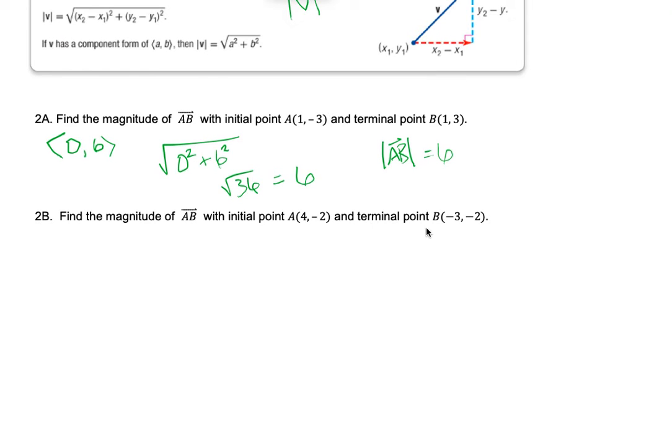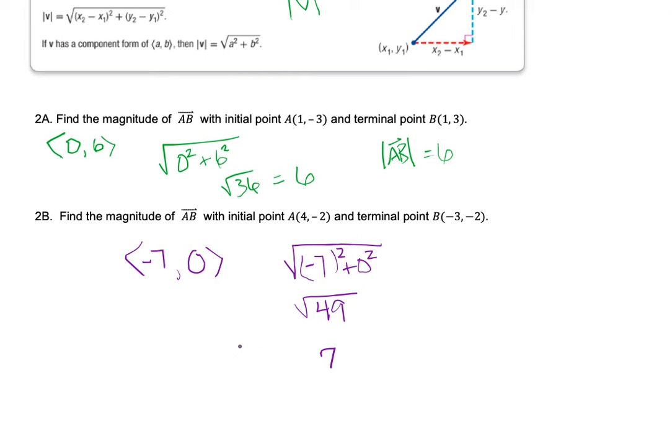We'll do one more for fun. So I'm going to find the component form, and then I'll just put it into this formula. So I have -3 minus 4, so I have -7, and I have -2 minus a -2, so I have 0. And again, I'll put it into my little Pythagorean, so I have -7 squared plus 0 squared gives me the square root of 49, which is going to be positive 7. So the magnitude of this vector AB is 7.